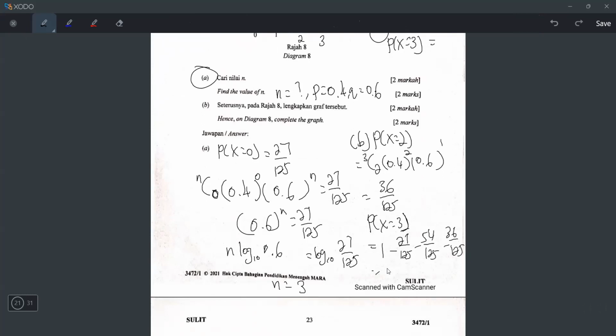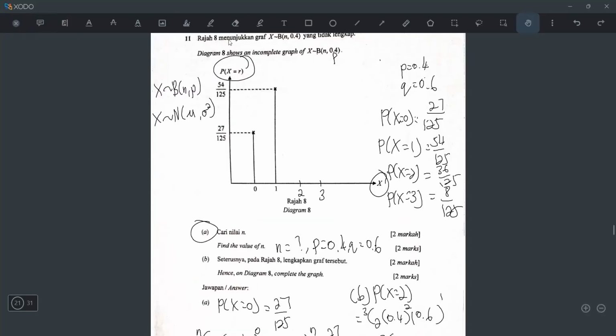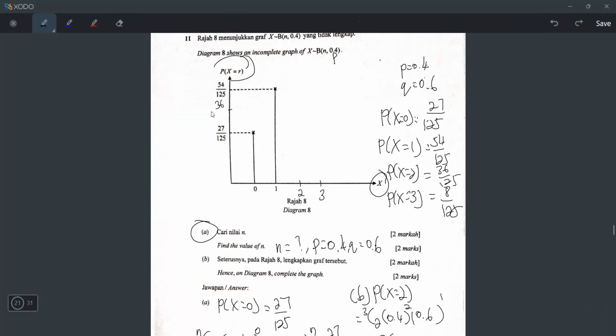So if you use the formula also, you will get, wait, let me press, 8 over 125, right? So now you already know the 8 over 125 is here, and then P(X equals 2) just now is 36 over 125. So now you can complete the graph. Roughly where is 36 over 125? Somewhere here, right? 36. I should erase this. So 36 over 125 is roughly here.